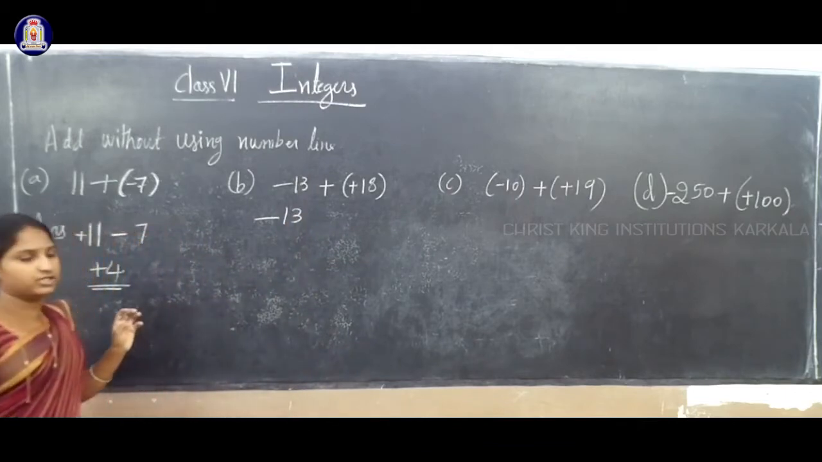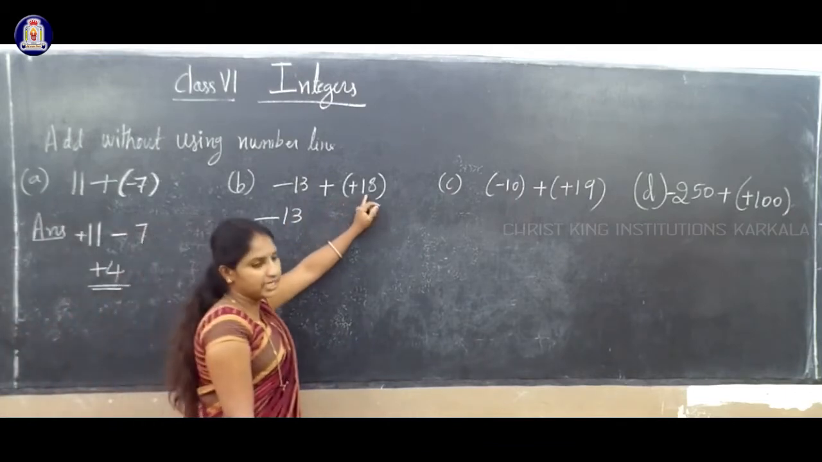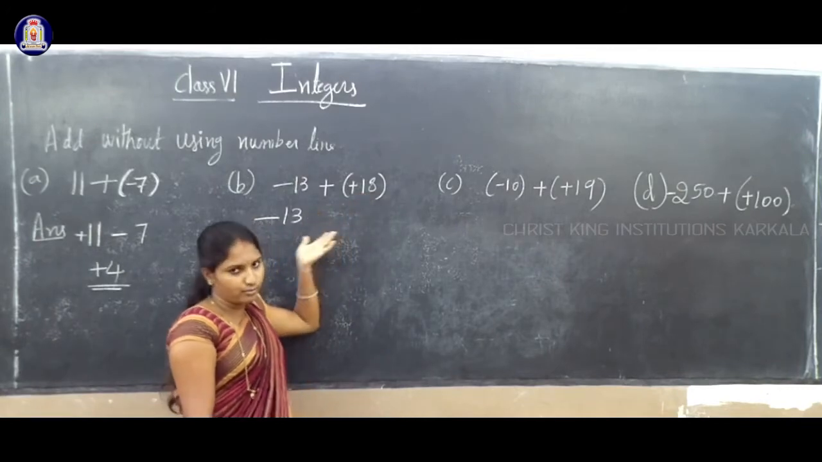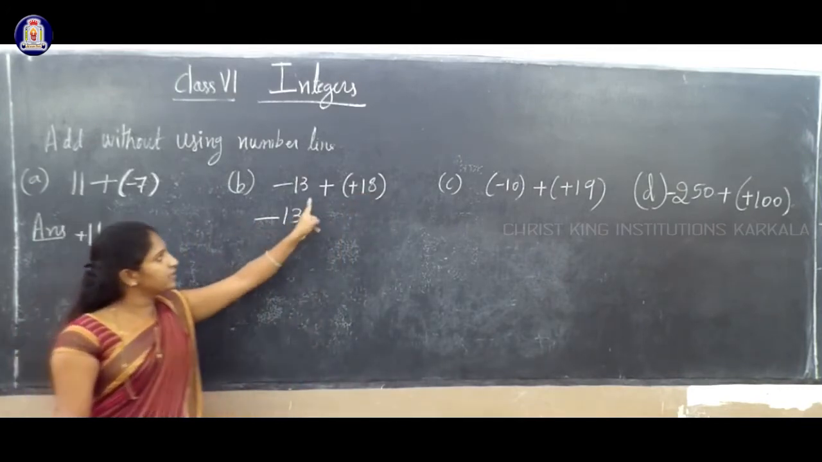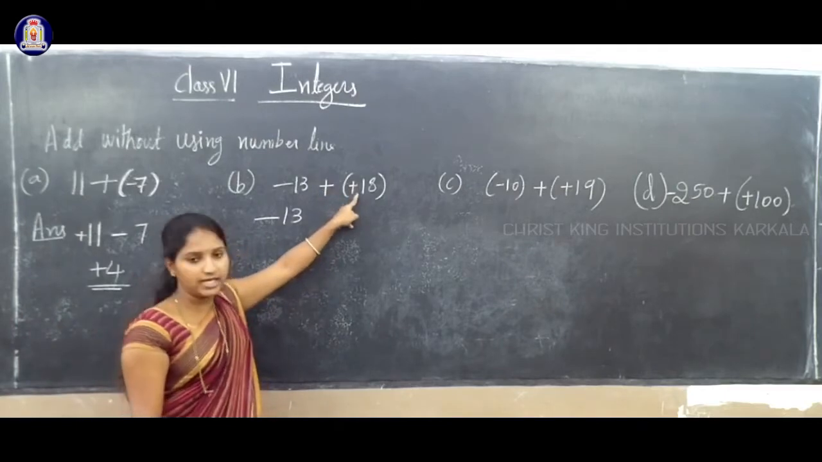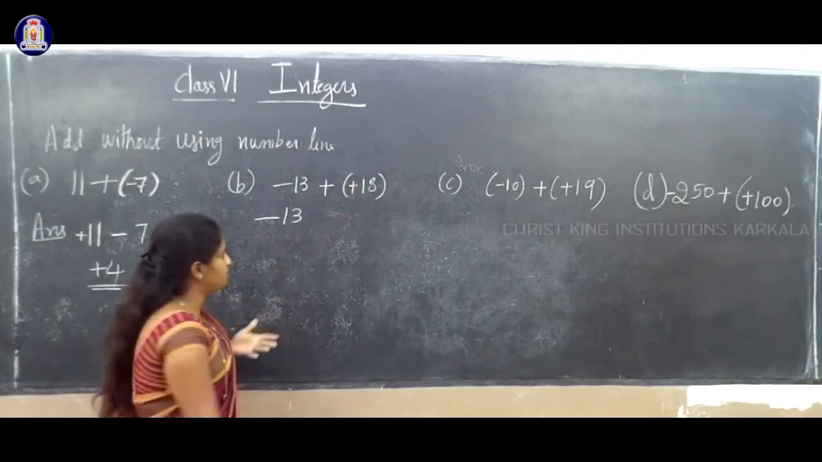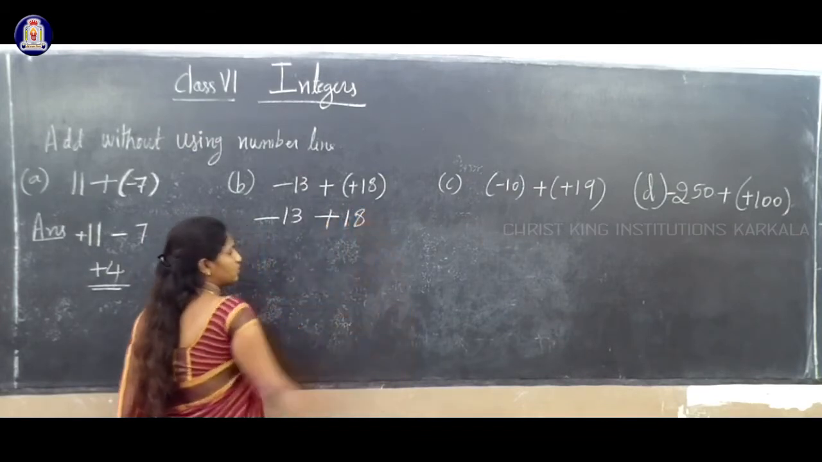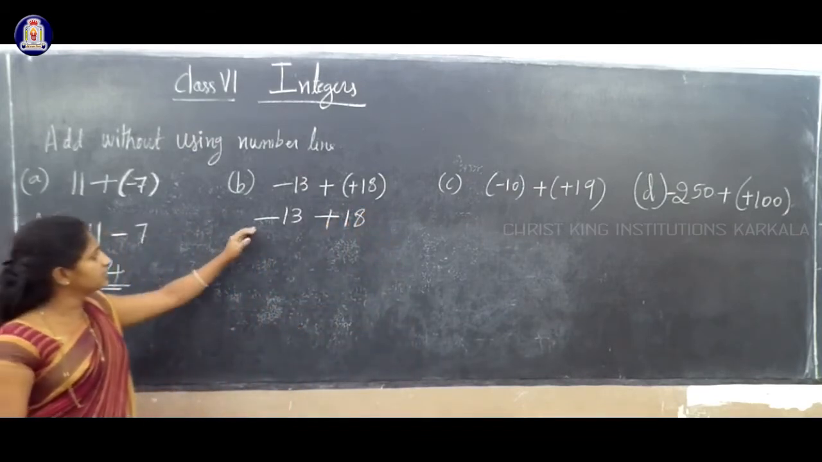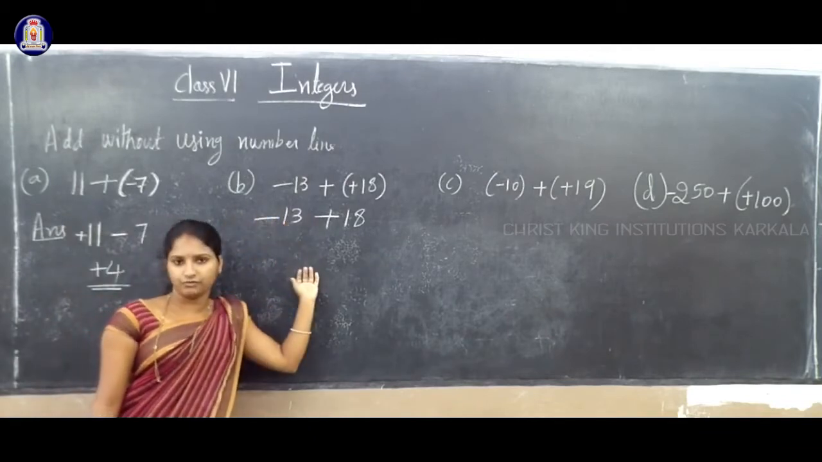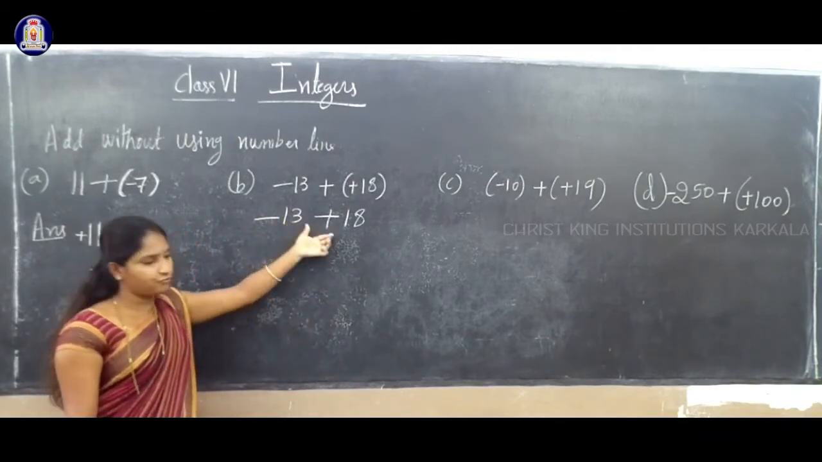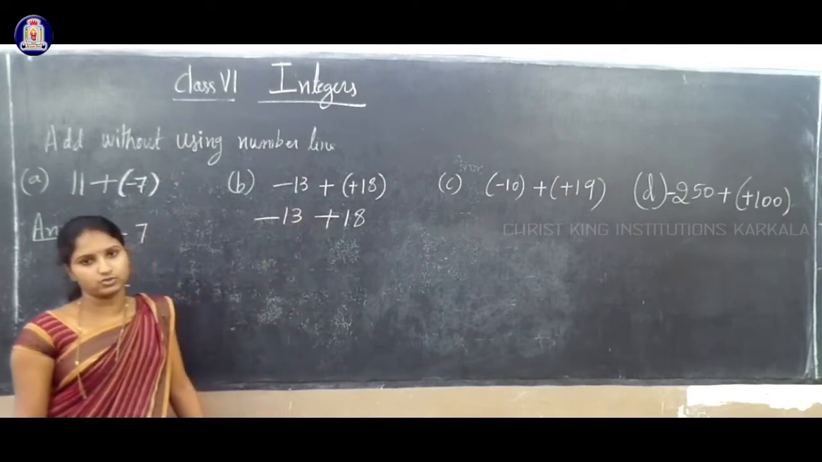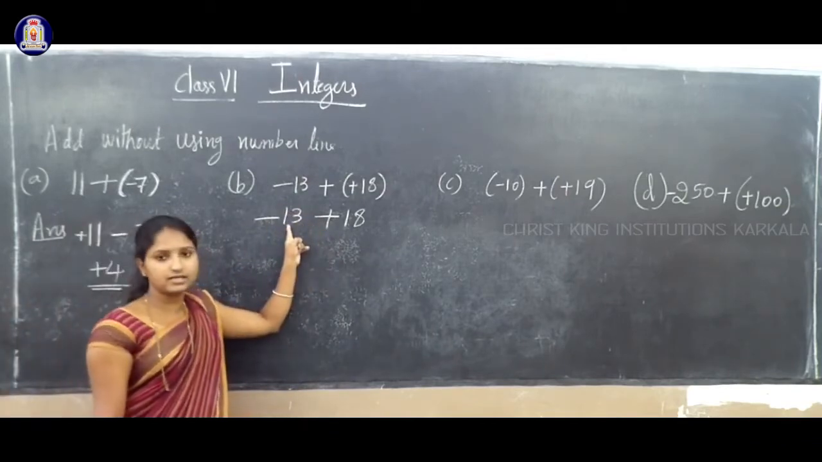Now the next integer, plus 18, is given inside the bracket. So how to remove the bracket? You know, multiplication. So multiply the sign. Plus into plus is plus. So the number is 18. Next, see whether the sign is same or different. Here the signs are different. So subtraction. So subtract 13 from 18.